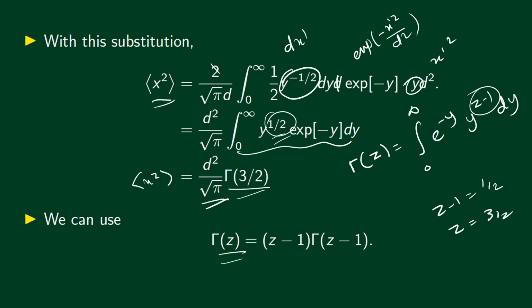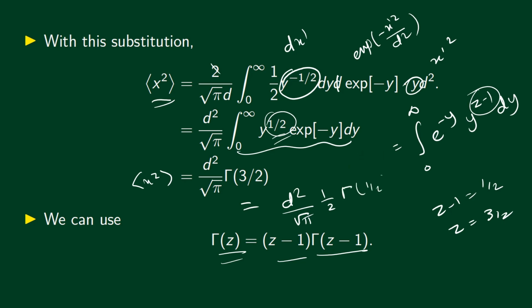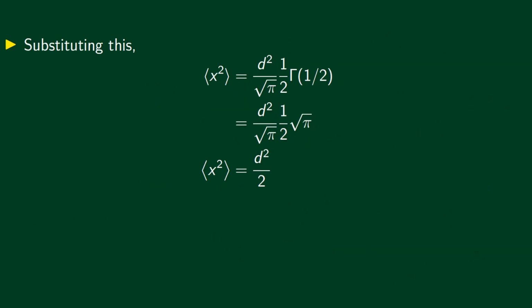Now we can use the following property of gamma function. Gamma of z is equal to z minus 1 multiplied by gamma of z minus 1, which means that this expression can be written as d squared divided by root pi, 1 by 2 (z minus 1 is 1 by 2 here), multiplied by gamma of 1 by 2. And what's gamma of 1 by 2? This is something that you should remember. Gamma of 1 by 2 is equal to square root of pi. So we have expectation value of x squared is equal to d squared divided by root pi, 1 by 2 multiplied by square root of pi, which is simply d squared divided by 2. So the expectation value of x squared calculated using the Gaussian wave function is d squared divided by 2.